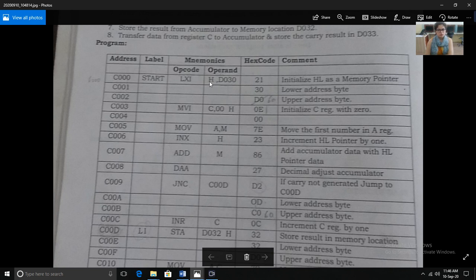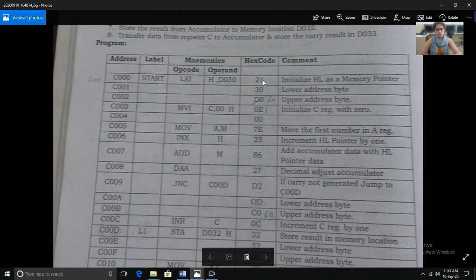You have to mention the H register, because we know that LXI deals with the register pair that we mention. So we have mentioned H. Now this is the memory location from where we have to fetch the data. The operand is at the 6030 location. Now this is the hex code of the LXI instruction. I have already told you that you will get a chart of hex codes in your exam, so you don't have to remember the hex codes. You will get the hex code as it is.